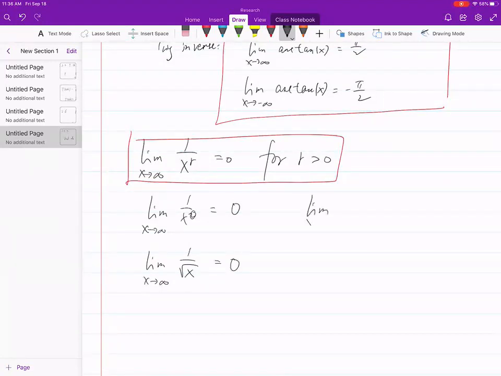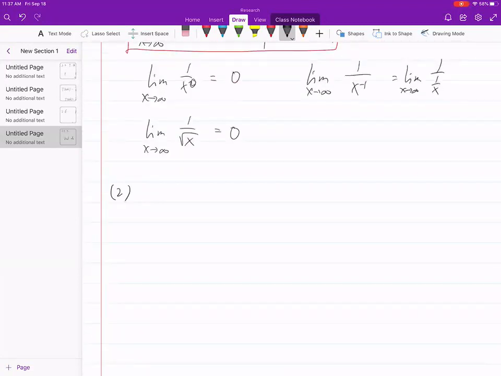The reason we want to stay away from negative is because what if you have x to the negative 1, which gives you the limit as x goes to infinity of 1 over x. You have a fraction inside of a fraction. That's when things get tricky. You technically don't know if x is in the numerator or the denominator. So that's why we require r to be bigger than 0. Sounds good? That's all the easy ones.